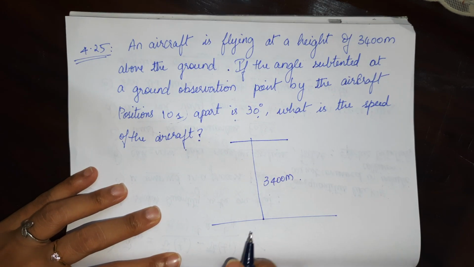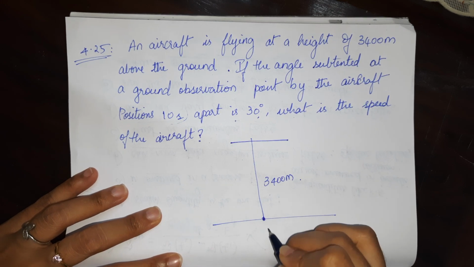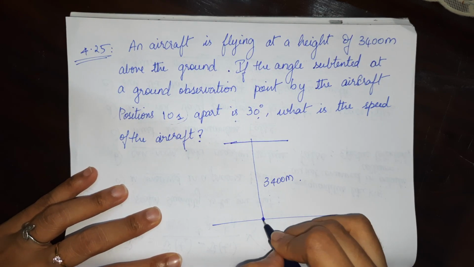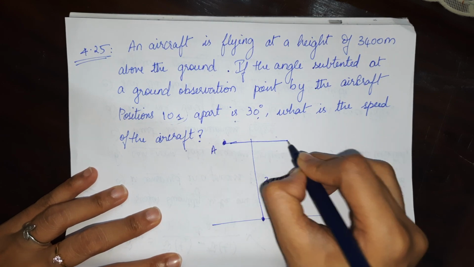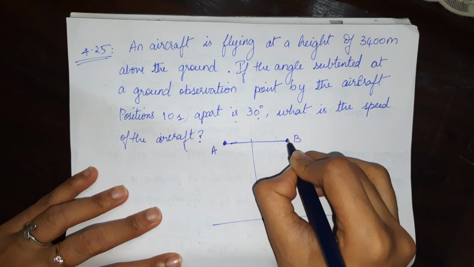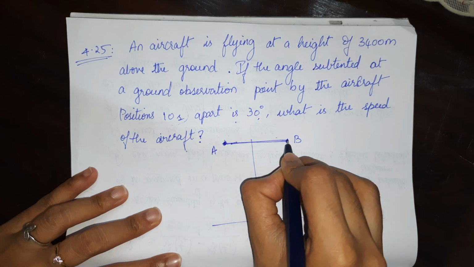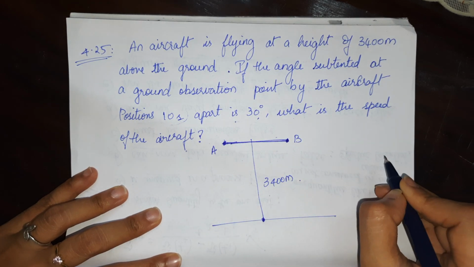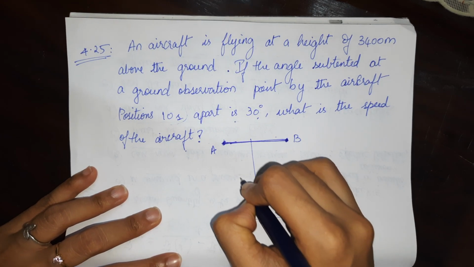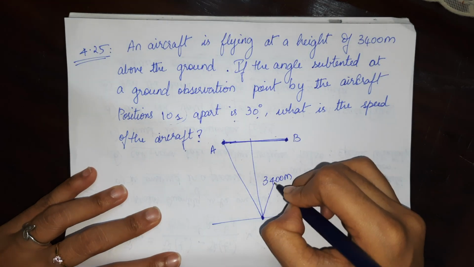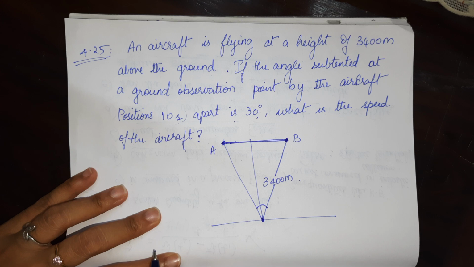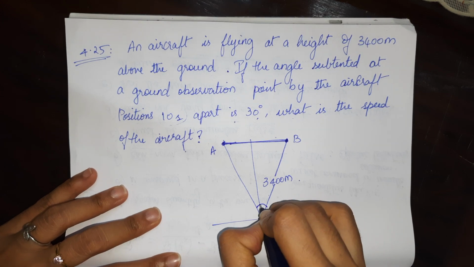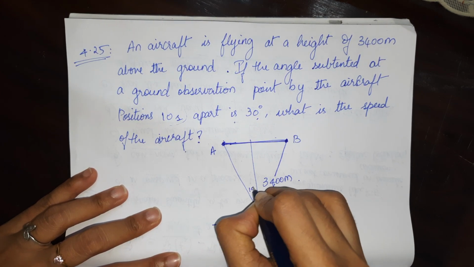The person on the ground is observing the position of the aircraft, which is 10 seconds apart. Let us say it is starting from point A to point B. He is observing the aircraft for 10 seconds. So in 10 seconds it travels from point A to point B, and the angle of observation that it makes is equal to 30 degrees. So this angle is 30 degrees, which means this half angle will be equal to 15 degrees.